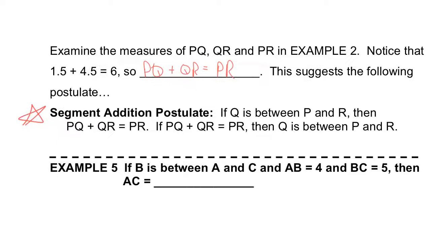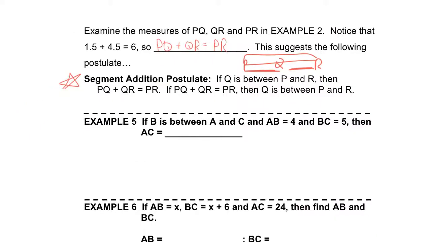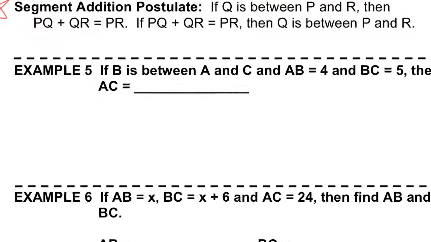The segment addition postulate. It says if Q is between P and R, so here's P and here's R, and then Q is in here. It says if you add up this piece to this piece, you get the whole thing. It seems pretty easy. It actually is. Just remember what it is, the segment addition postulate.